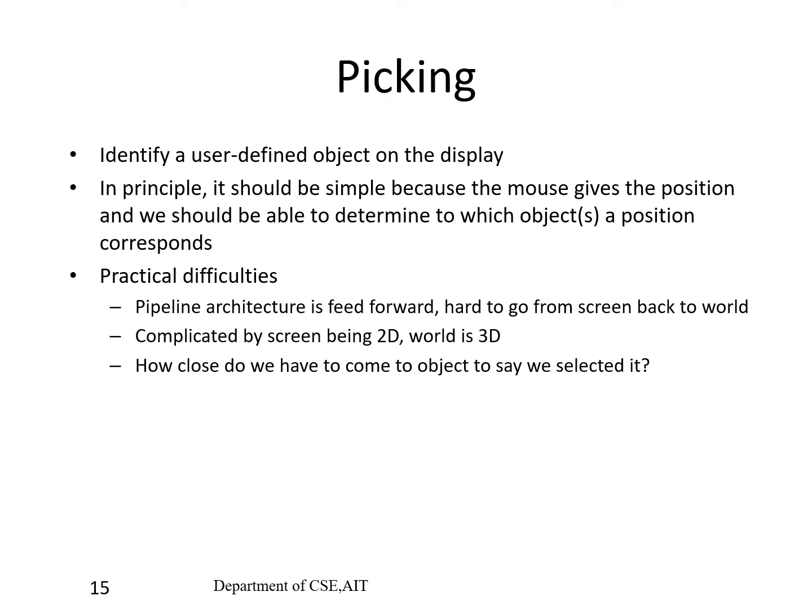Basically, picking is where we identify one object. There will be multiple objects defined in the scene, and whichever object the user has chosen will be selected on the display. Here it is actually very simple, because the mouse gives the position. Whenever we move the mouse, it gives the X and Y position, and we can determine which object that position corresponds to. But whenever we go for picking, there are certain constraints we have to take care of. That is, the pipeline architecture is feed forward.